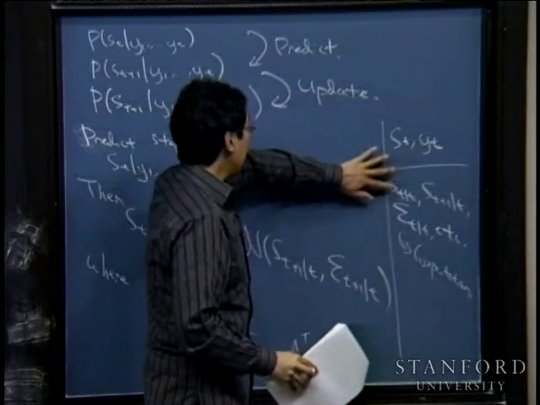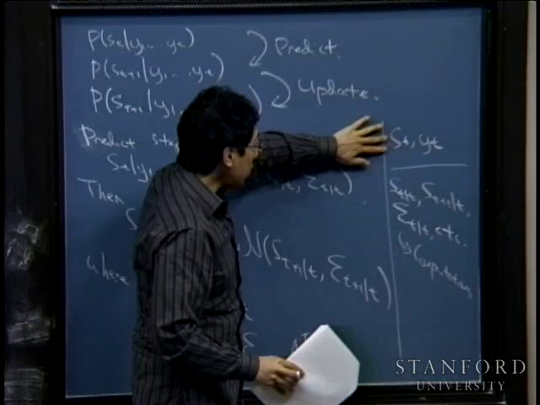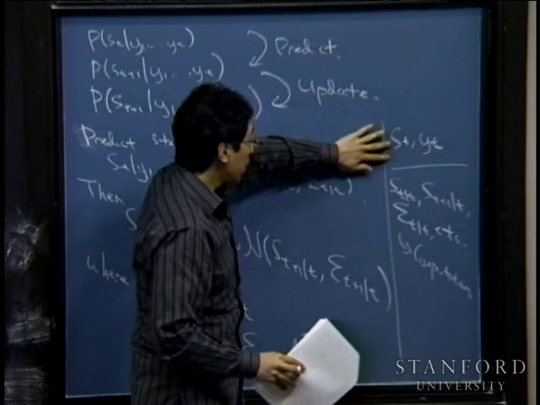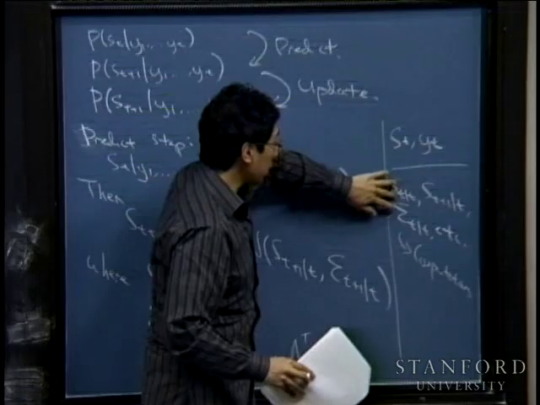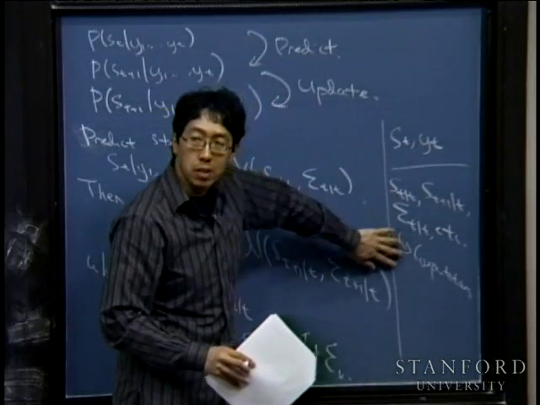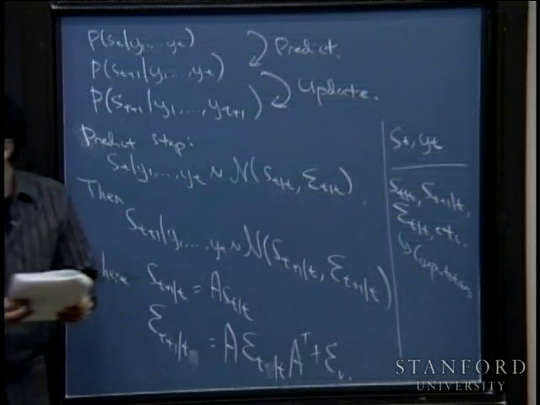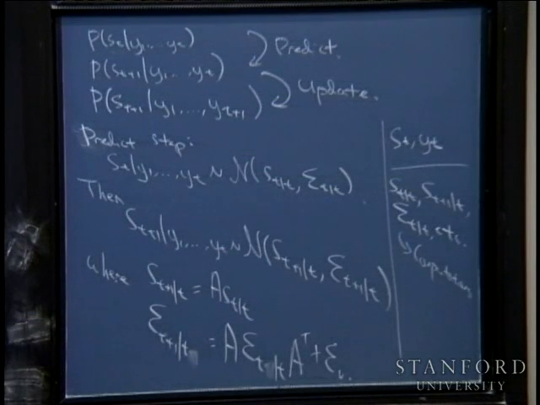So I hope the notation is okay. But ST is the unknowable true state, whereas things like ST plus 1 given T and so on are things that you compute inside your algorithm. Okay. So that was the predict step.